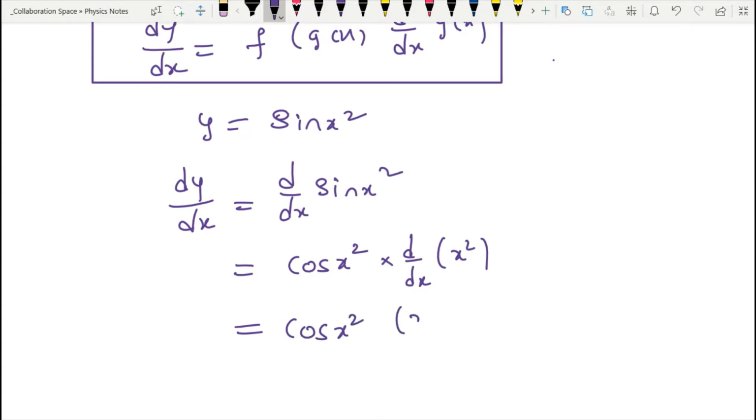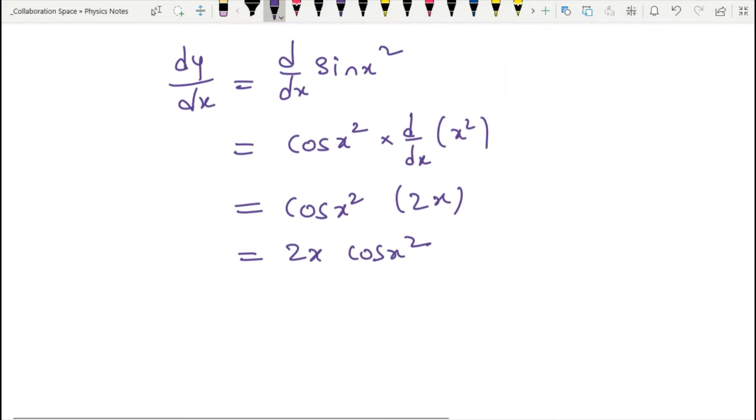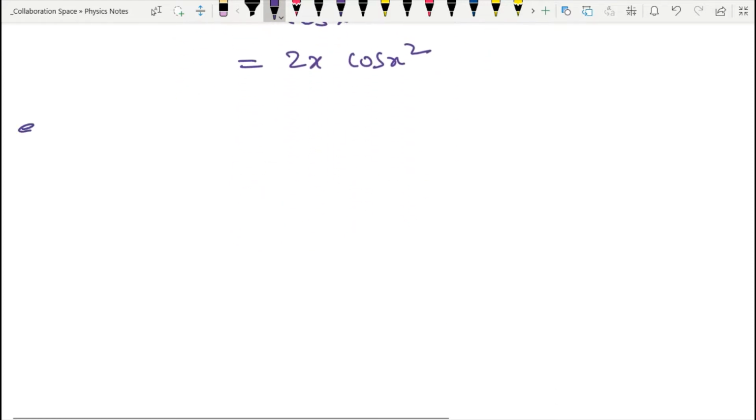d/dx of x² is 2x. So we are getting 2x cos x² as the answer for the problem. This is the way of solving problems by using the chain rule in differentiation. Now let us see another example for the chain rule.